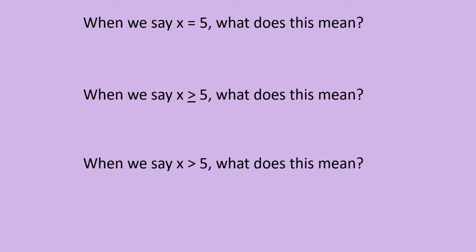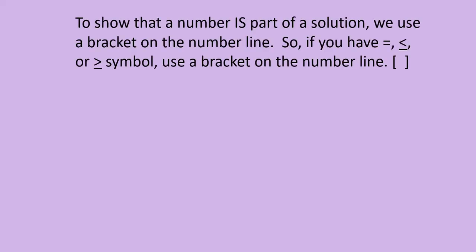Because our inequalities include so many answers, an infinite number of answers, because again, as long as it's greater than 5, it's a solution, we use number lines to represent our solutions. To show that a number is part of a solution, we use a bracket on the number line. So if you have equals, less than or equal to, or greater than or equal to as your symbols, we use a bracket on the number line on that number.